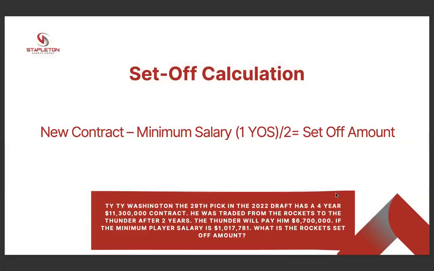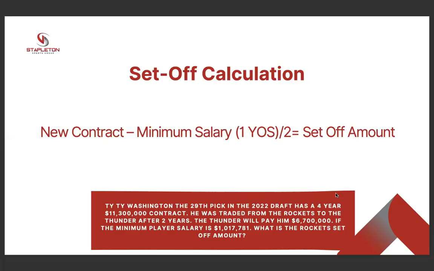All right, so the set off calculation is the new contract minus the minimum salary, which is normally at 1 year of service. And during the exam, they will give you these figures. They will give you the Exhibit C, which has the minimum salary chart, or they will mention what the minimum salary is. So it's not a number that you have to make up or memorize because these numbers change yearly. So the NBPA will provide those numbers for you. So it's the new contract minus the minimum salary divided by 2, and that gives you the set off amount.